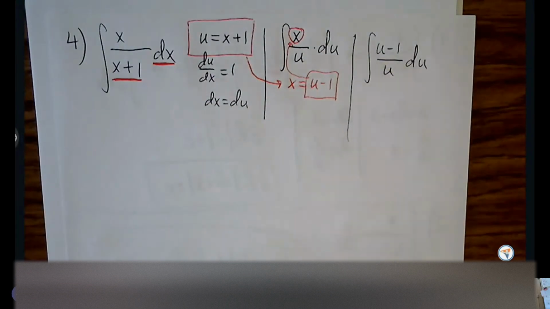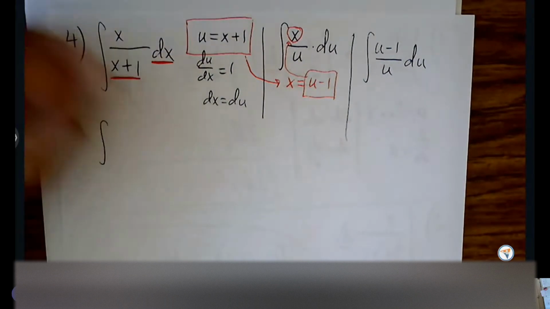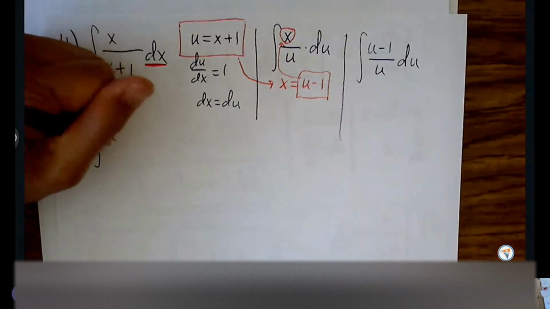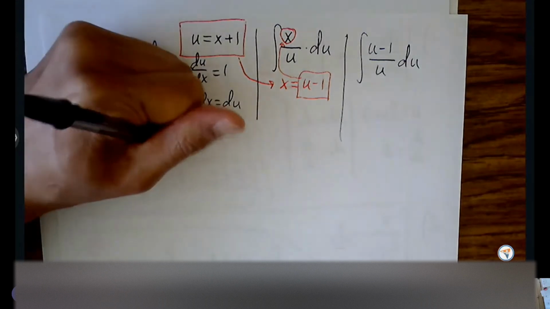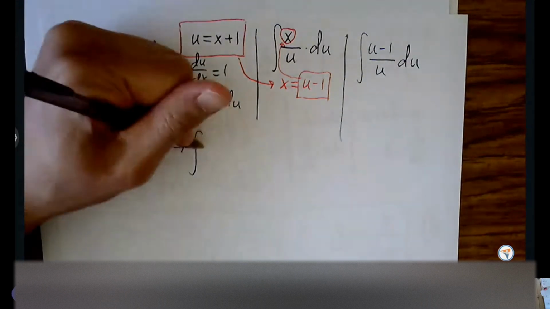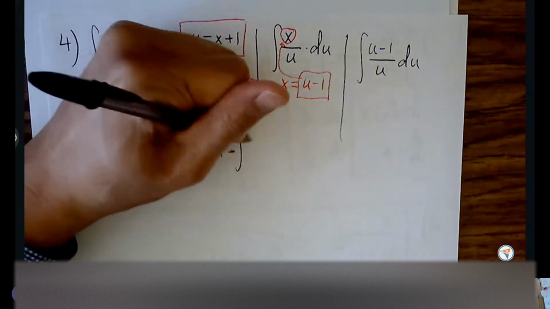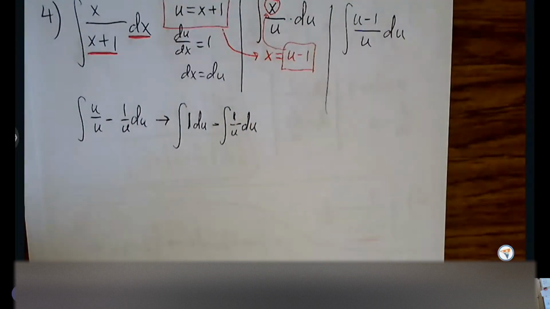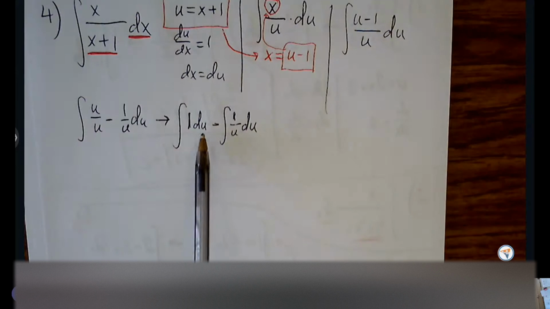Now there's only one term in the denominator. Now we can split up. So I can think of it as u over u minus 1 over u. Which is fine. If you want, you can make it more visual, make it into 2 separate integral problems, and then you can just see that both will be applied separately. What does 1 turn into?